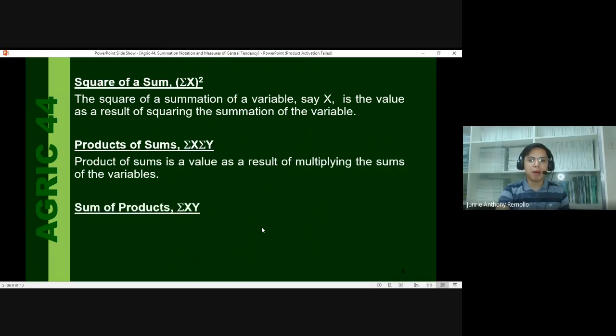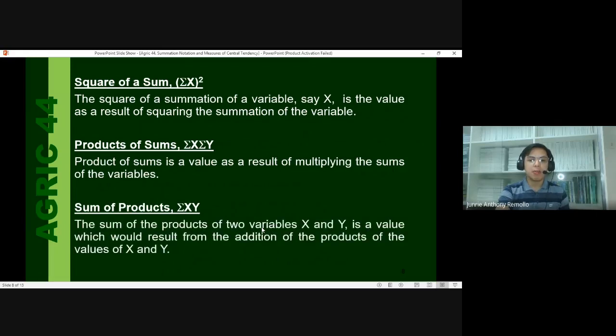And the sum of products, or the summation of xy, means the sum of the products of the two variables x and y. It is a value which would result from the addition of the products of the values of x and y.